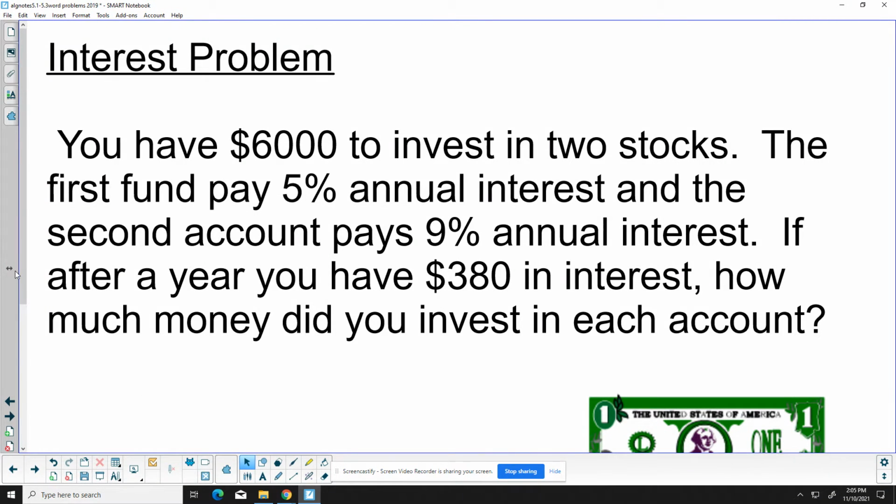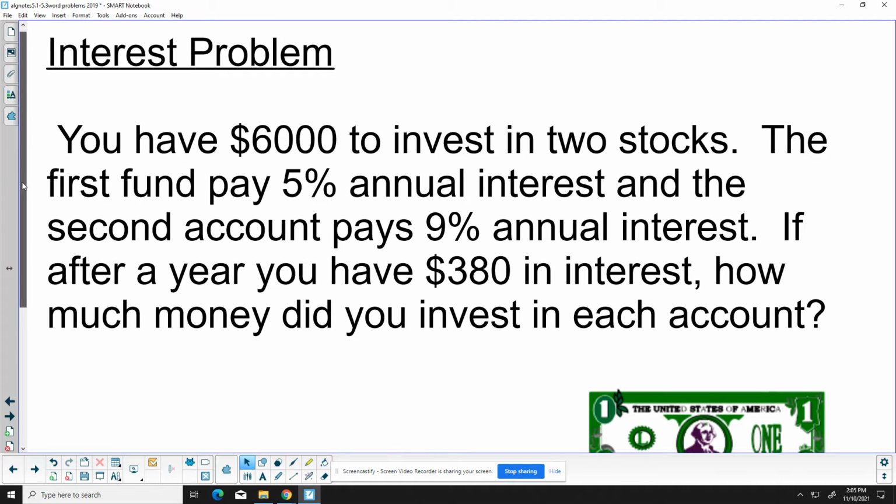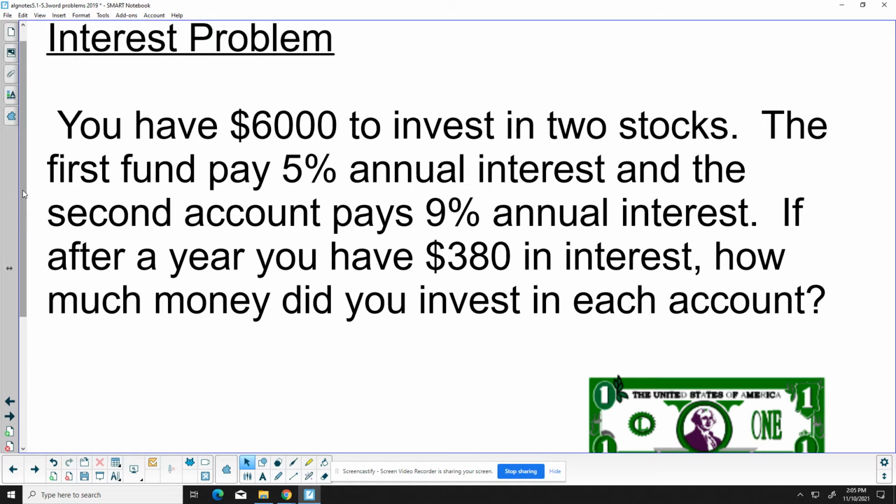I'm going to go over how to do each one of these story problems. So if you're having trouble, you could watch this and hopefully be able to transfer it over to the worksheet. The first one is an interest problem. On the worksheet, there's a couple of these.